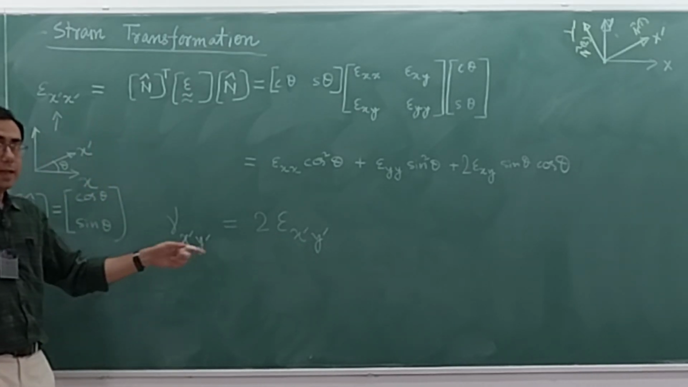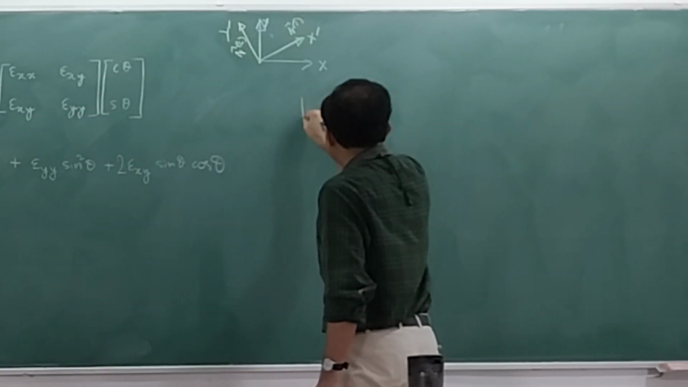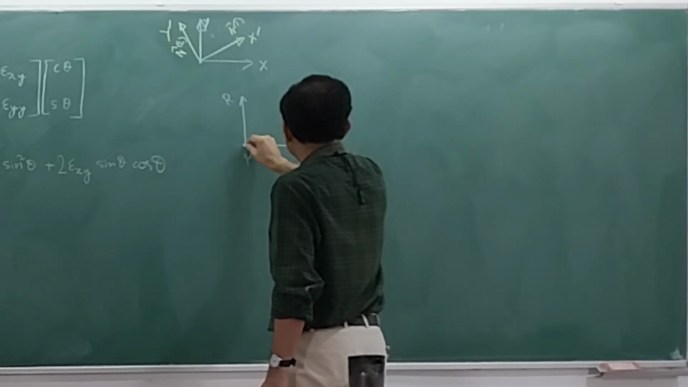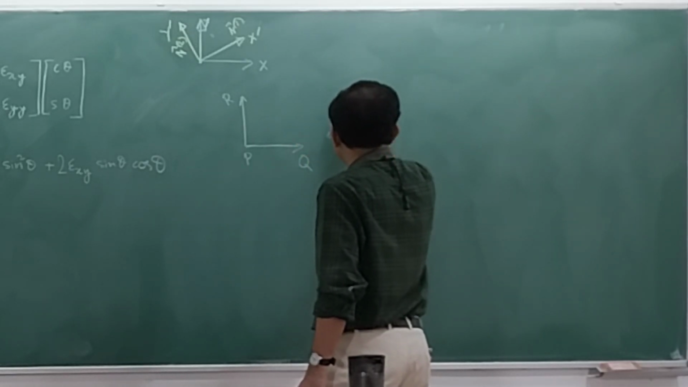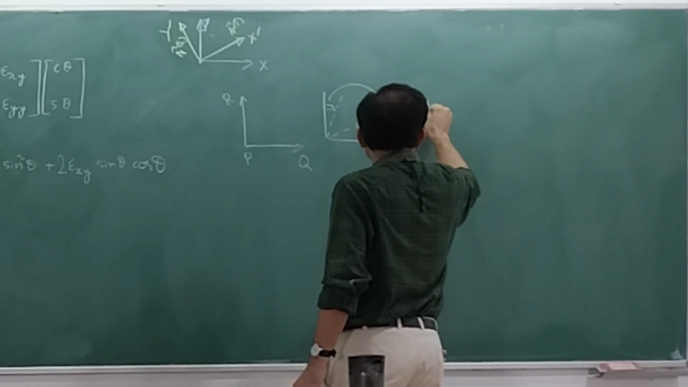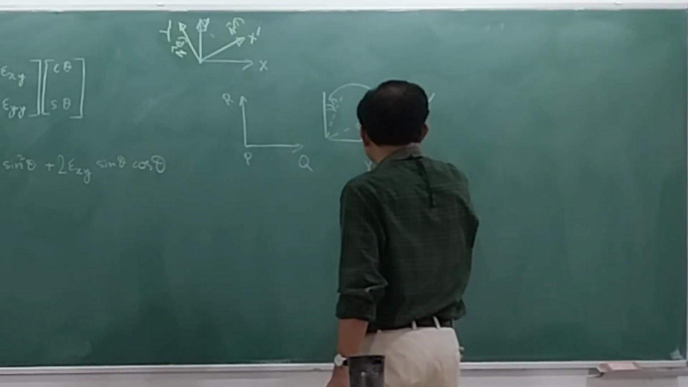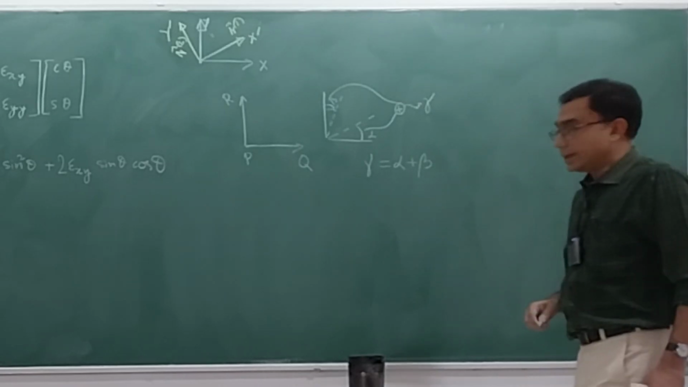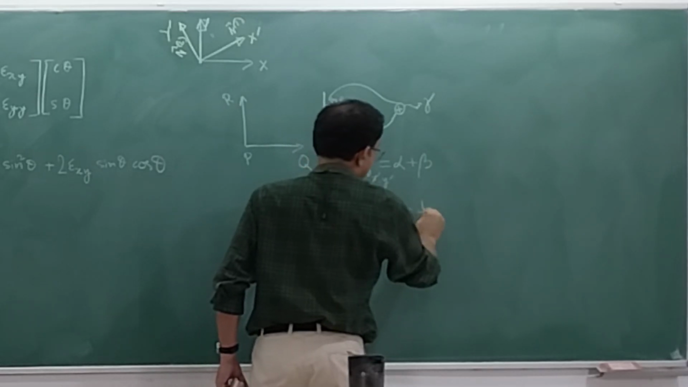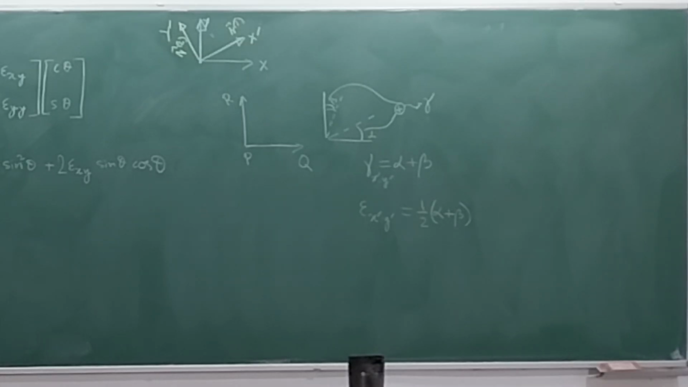is the average of the change in the angle between two line segments. So remember we had this picture. This is gamma. So whatever this angle and this angle, let's call this alpha and this beta. So this gamma is equal to alpha plus beta, right? And let's say this is the x dash y dash. So the epsilon x dash y dash will be equal to half of alpha plus beta. So it is as if we are taking the average of those change in angles.